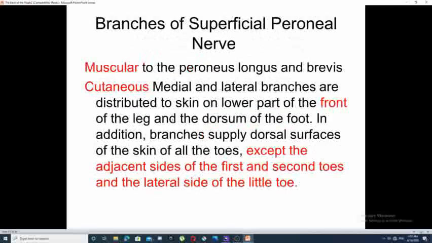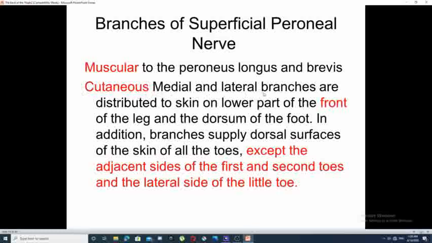Branches of the superficial peroneal nerve. You should know that the superficial peroneal nerve is mainly a cutaneous or sensory nerve, but it has a few motor fibers which supply muscles of the lateral fascial compartment of the leg. So it gives muscular branches to the peroneus longus and peroneus brevis muscles. Otherwise, it is mainly a cutaneous or sensory nerve.